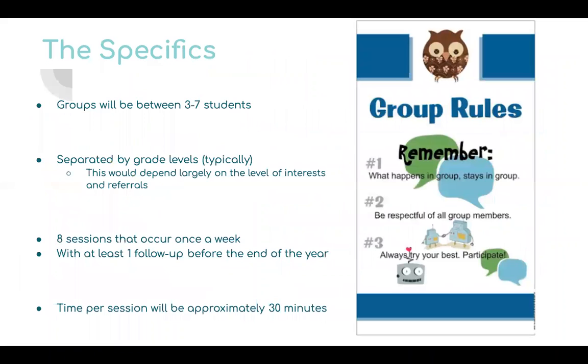The specifics. My groups will be between 3 and 7 students. Ideally, I'll have about 5 students per group. They'll be separated by grade levels, typically. This will depend largely on the level of interest and referrals. I may have to group 2 groups that are close in age, like second and third, or if I have some sort of mentorship group, I may have an older group paired with a younger group. Most of my groups will run 8 sessions that occur once a week with at least one follow-up before the end of the year, and they will be about 30 minutes each day.